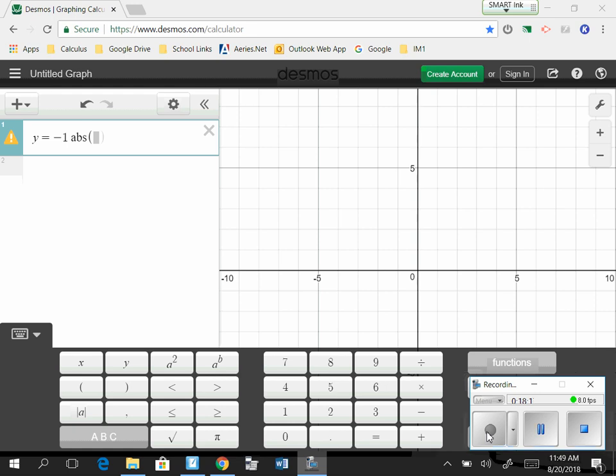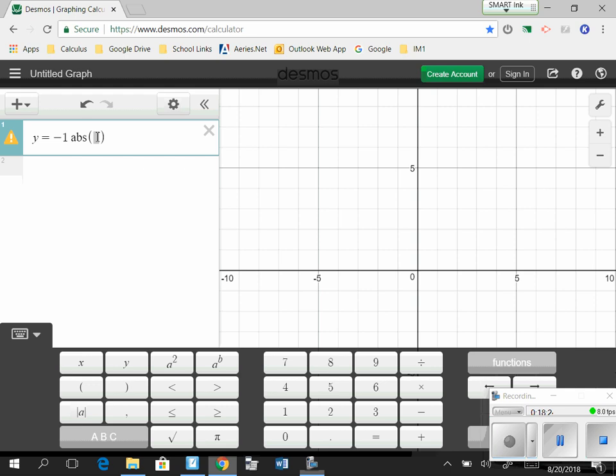Inside the parentheses, I'm going to say, I believe, x plus 2. X plus 2. And then plus 3.